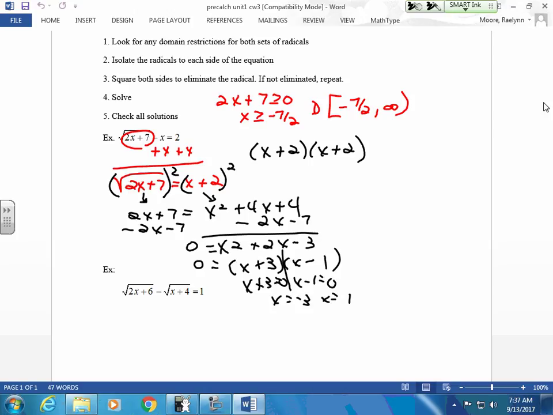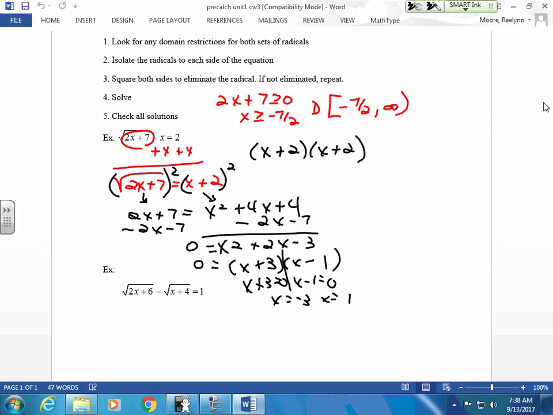Now, just because it's a negative, it doesn't get rejected. What you have to do is go plug it back into the original equation. So when I ask you to check, I don't need a formal check. I just need you to go back in and do it. Even mental math is fine. Negative 3 times 2 is negative 6, plus 7 is 1. Square root of 1 is 1. 1 minus a negative 3 is what? Negative 2. So does this work?